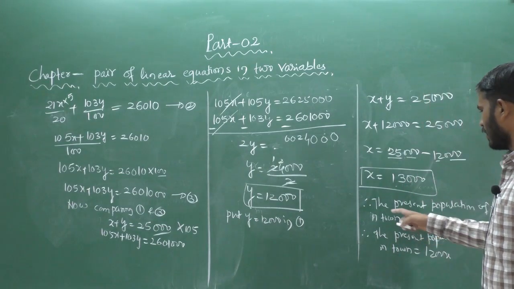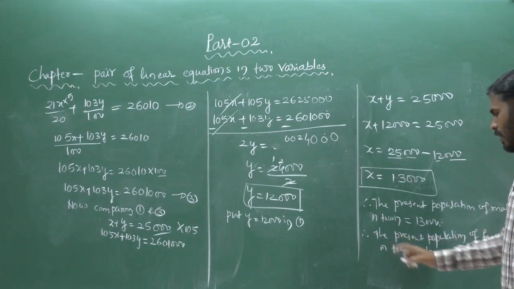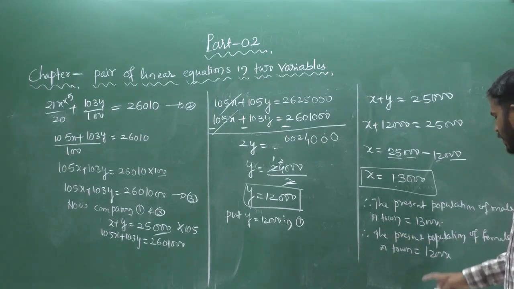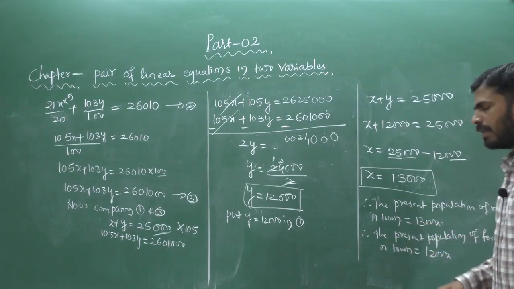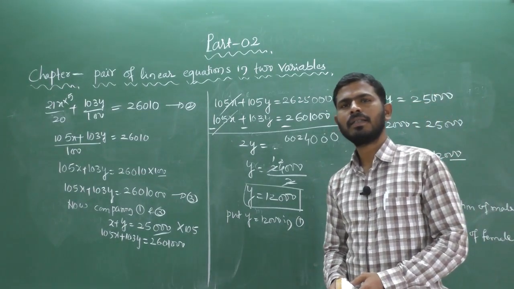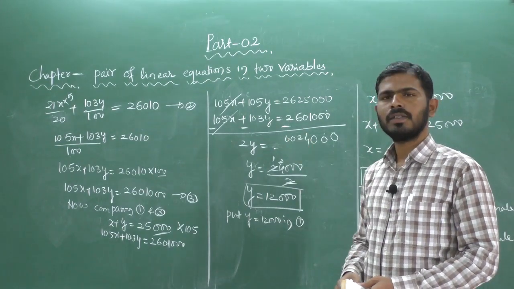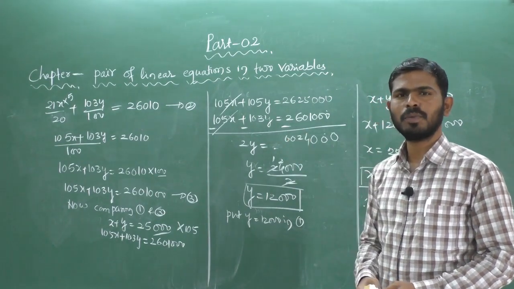So you have to write: the present population of males in the town is 13,000, and the present population of females in the town is 12,000. This sentence is a must and you have to write it. First, it is very important to convert the word problem into a pair of linear equations in two variables. The formation is very important.